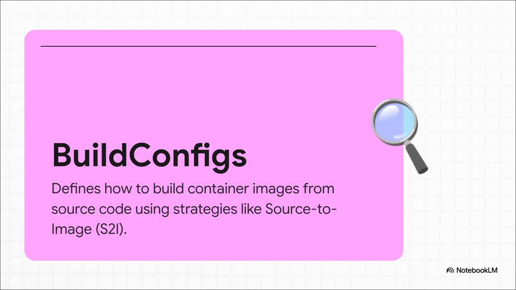Now let's talk about some of the new toys, the new resources. First up, build configs. You see, in Kubernetes, you're usually building images somewhere else in an external CI/CD pipeline. OpenShift brings that process right into the cluster. A build config is a native resource that tells OpenShift how to turn your source code into a runnable container image, often using this amazing strategy called source-to-image, or S2I.